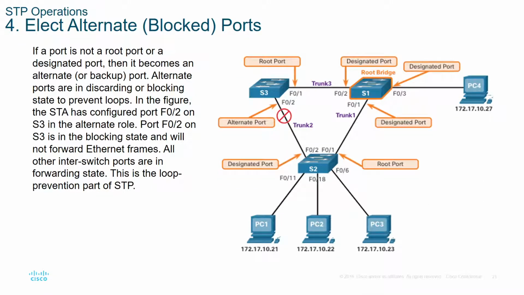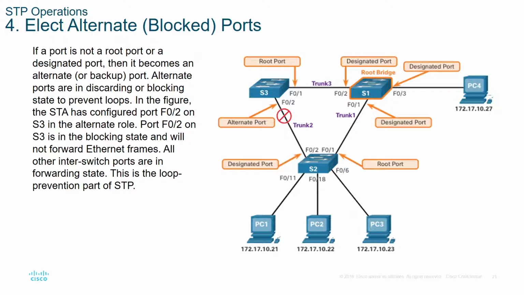Step 4 then is electing alternate blocked ports. If a port is not a root port or a designated port, then it becomes an alternate or backup port. Alternate ports are in discarding or blocking state to prevent loops. So in our figure, the Spanning Tree algorithm has configured port Fast Ethernet 2 on S3 in the alternate role. Port Fast Ethernet 2 on S3 is in the blocking state and will not forward Ethernet frames, all other interswitch ports are in forwarding state. This is the loop prevention part of Spanning Tree Protocol.